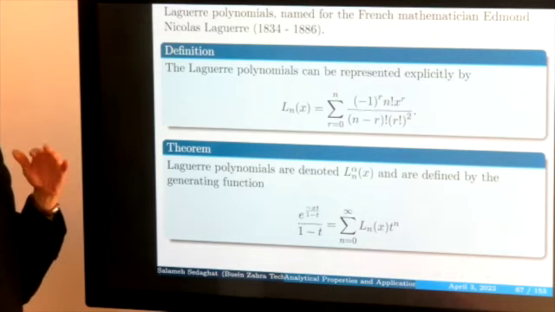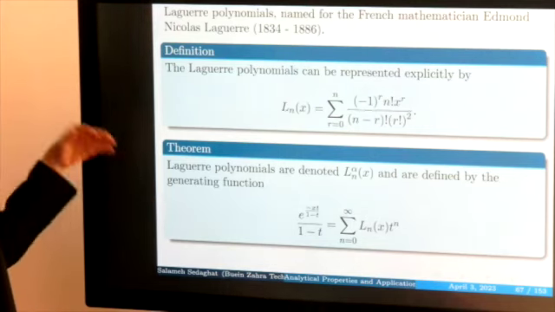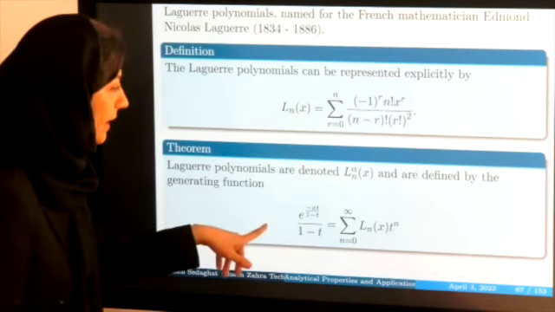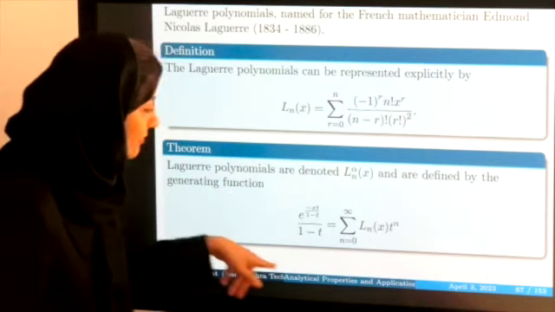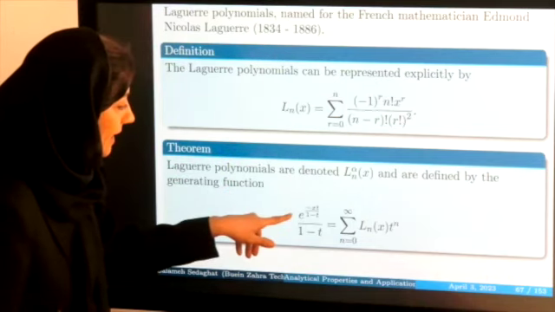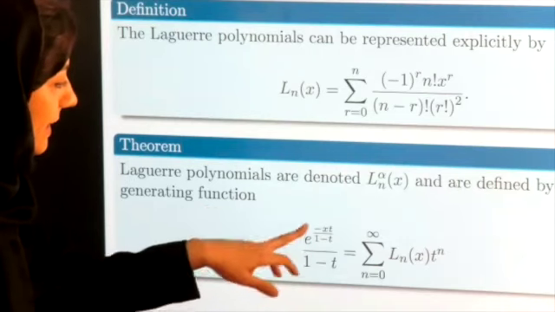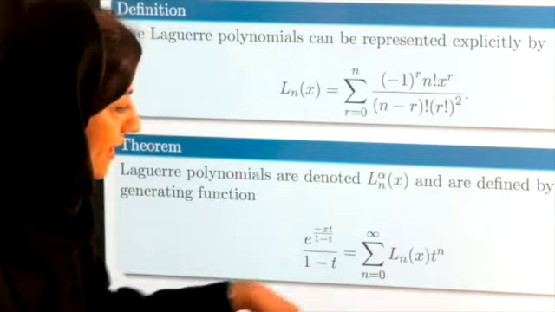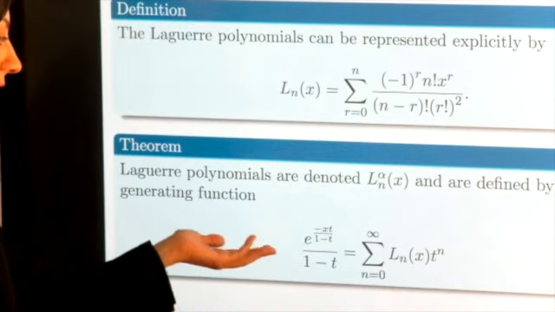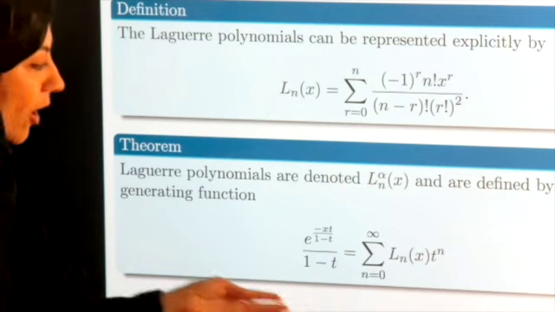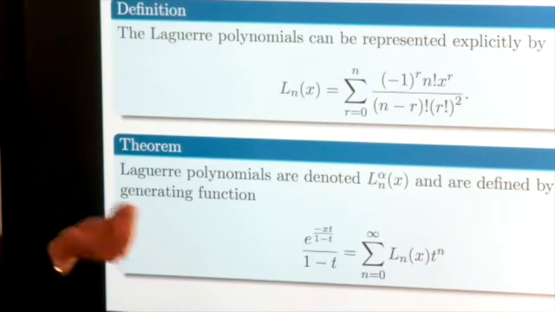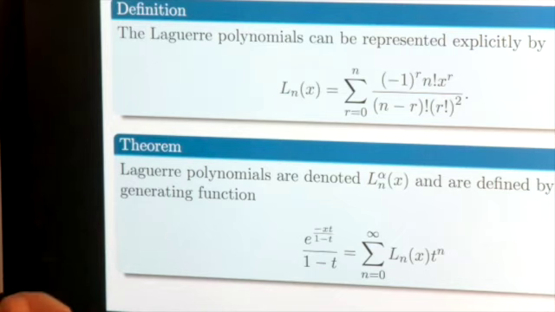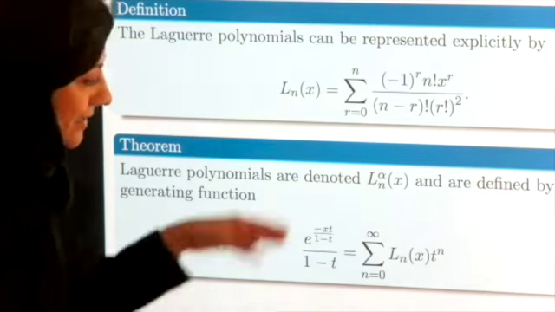Similar to Hermite polynomials, we have some important properties of Laguerre polynomials. Laguerre polynomials have the generating function e^(-xt/(1-t)) divided by (1-t), equal to this summation. And now we want to prove it. We can obtain important properties, such as the orthogonality properties and the Rodrigues formula of Laguerre polynomials, by using this property.